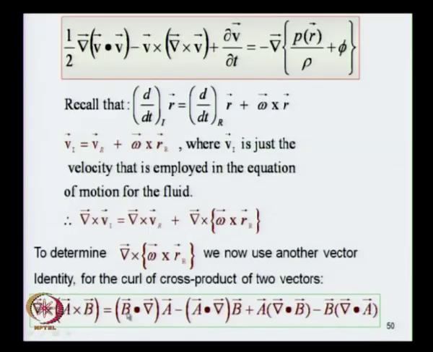The result is the following, that the curl of a cross product of two vectors is given by B dot del operating on A minus A dot del operating on B plus A times the divergence of B minus B times the divergence of A.